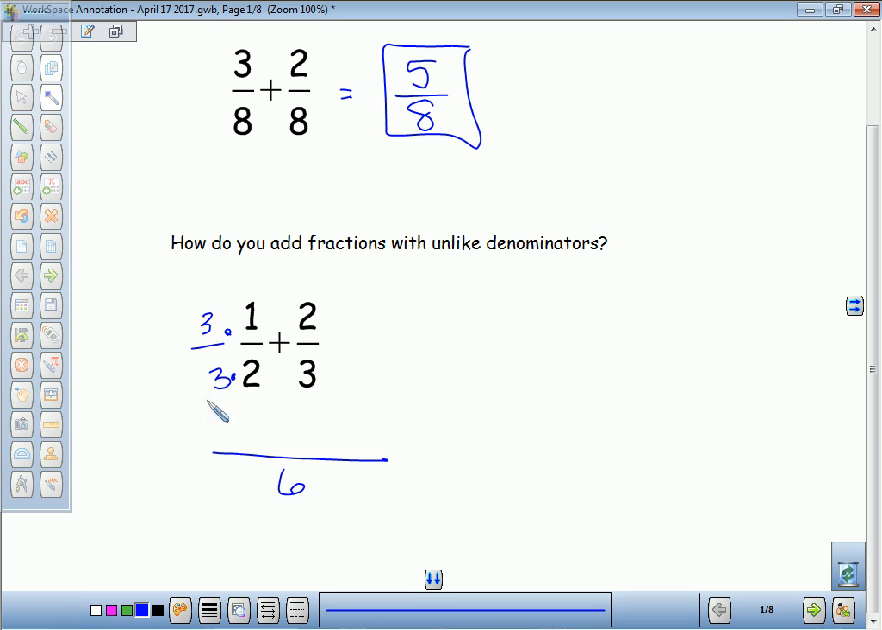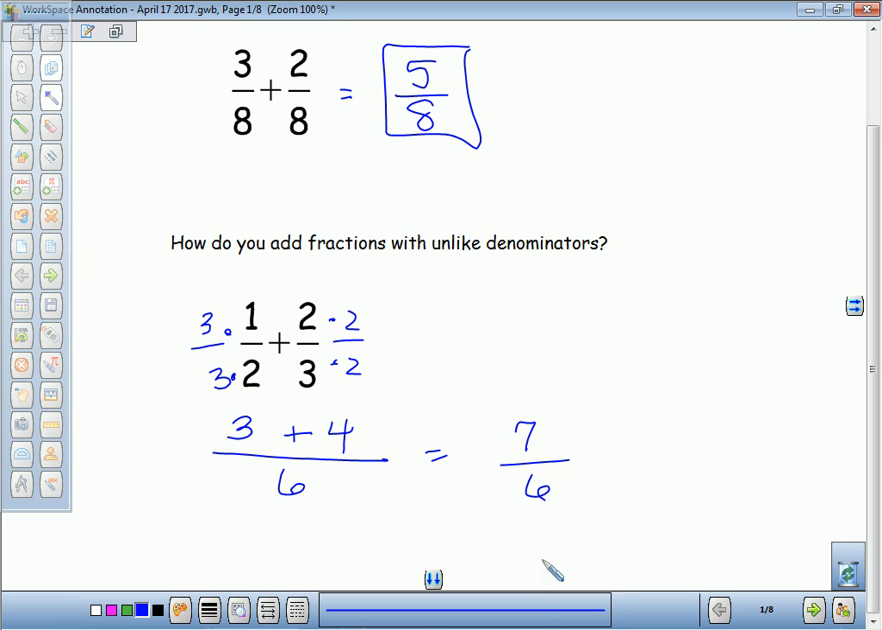Well, 3 divided by 3 is just 1. So we're not changing the value of the fraction. It keeps the same value, it just changes forms. So this becomes 3/6. And then what does the second fraction get multiplied by? 2/2. And it becomes 4/6. Okay? And 3 plus 4 is 7. So, if it would simplify, you should.